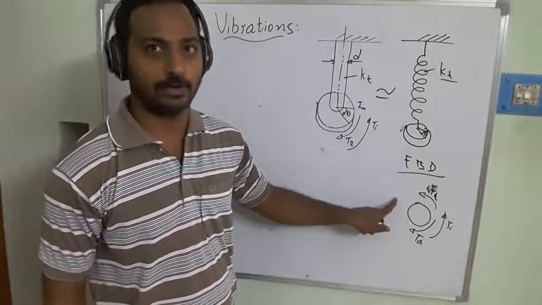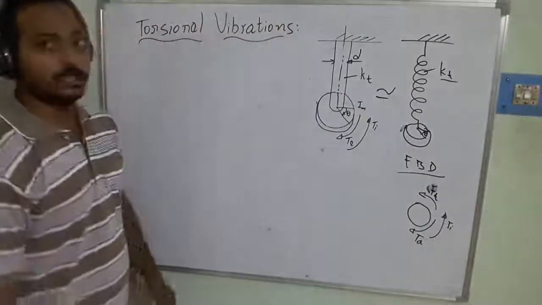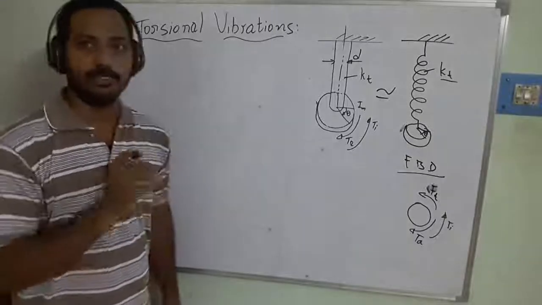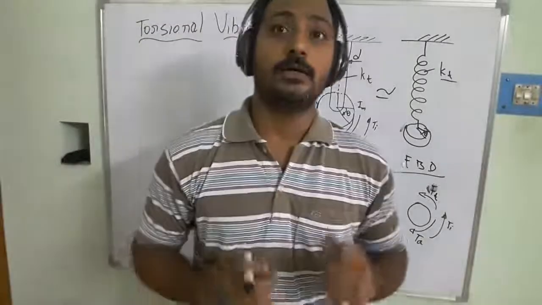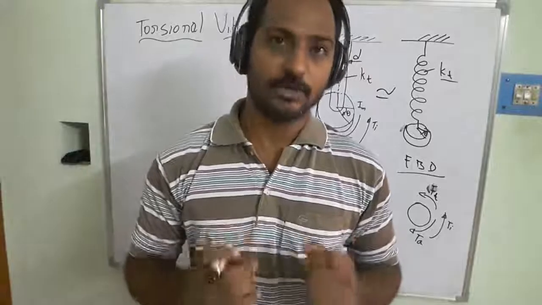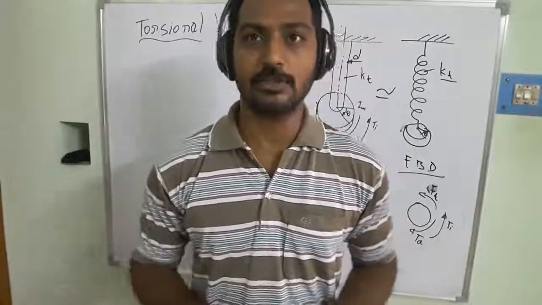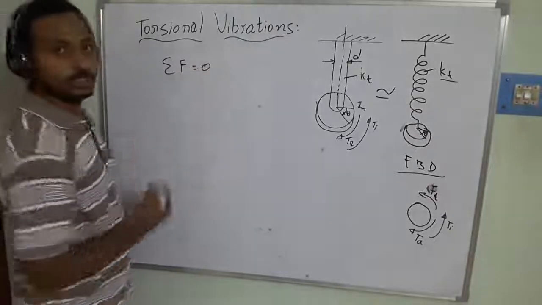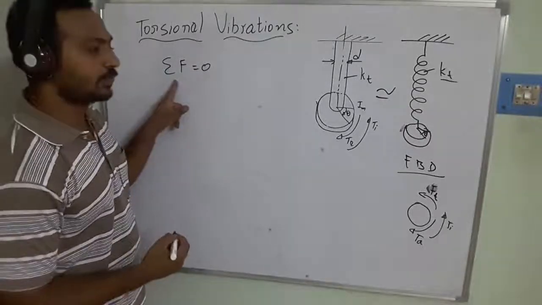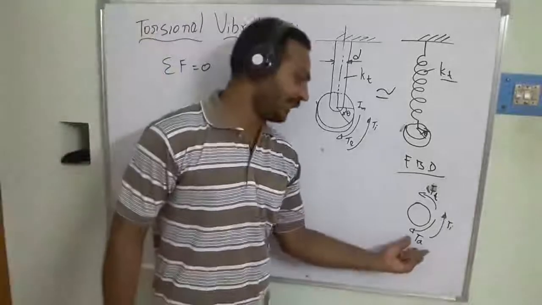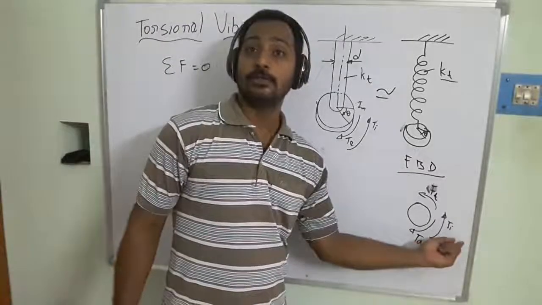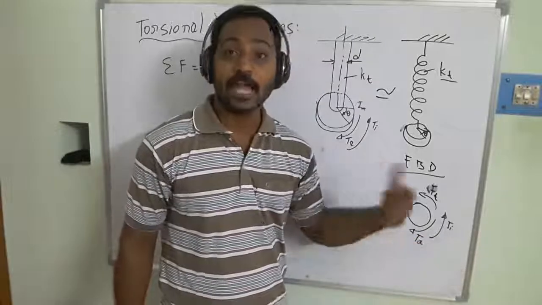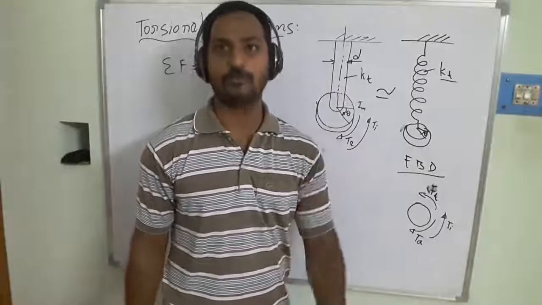As we know, the equilibrium method says the summation of the forces acting on the system is equal to 0, or the summation of the dynamic forces acting on the system is equal to 0. That is, sigma F is equal to 0. So what are the forces we have here? Either you can take the accelerating force or the inertia torque. In this case I am going to take the reaction force, that is the restoring force of the system.